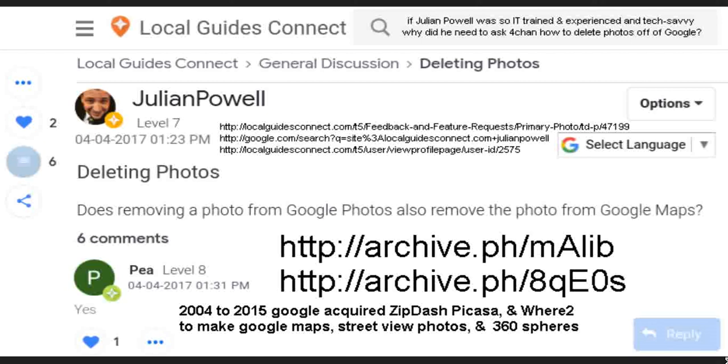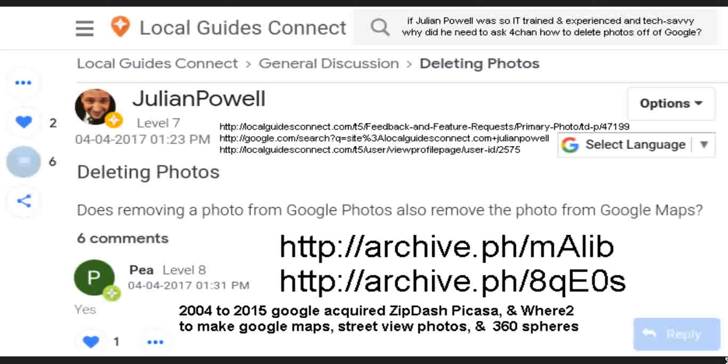So, does Julian Powell asking about this show, A, he didn't know how to delete an image from Google Maps, B, he was trying to make sure he didn't, C, he was dealing with the same thing everybody else was, including me, where all of these products were transitioning to require you use the same password and login so you could lose everything if someone broke into your phone.